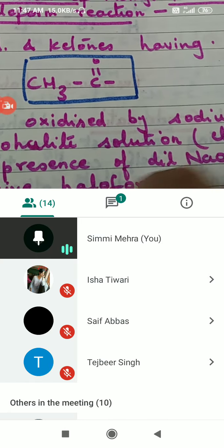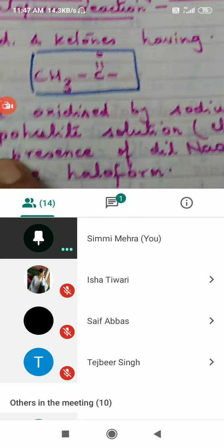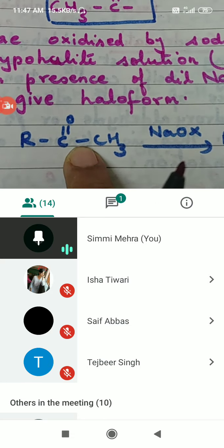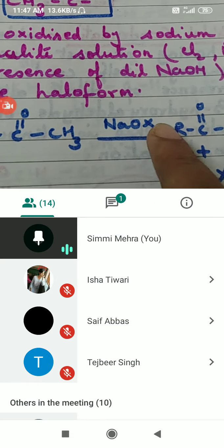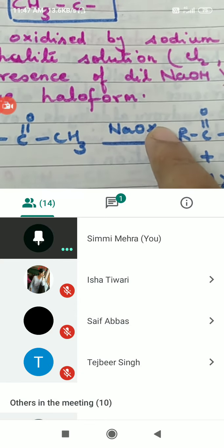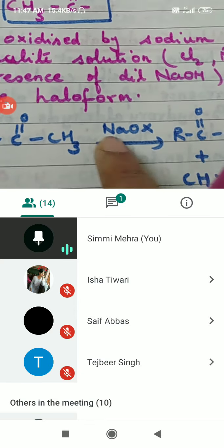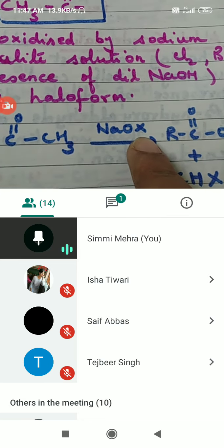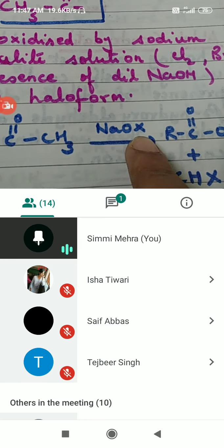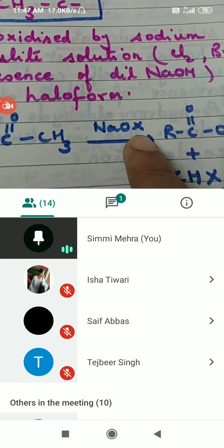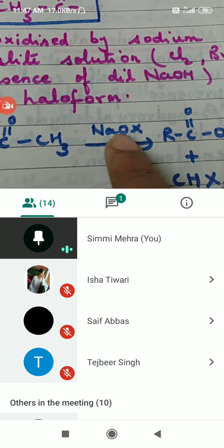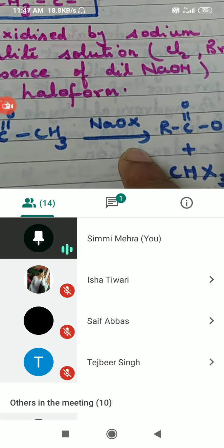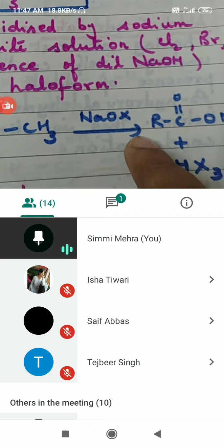The general name given to this reaction is haloform reaction. So we have taken a ketone here and NaOX. What is NaOX? It is sodium hypohalide. How is it formed? It is formed when we take NaOH and a halogen, chlorine, bromine or iodine. Generally we take iodine in the lab. Okay, it is readily available. So when we make NaOH react with iodine, we will get NaOI, sodium hypoiodide.